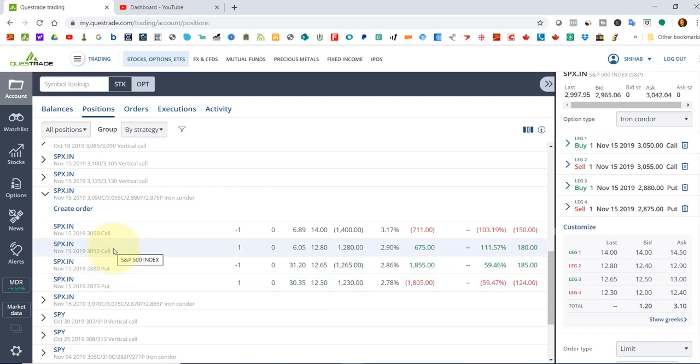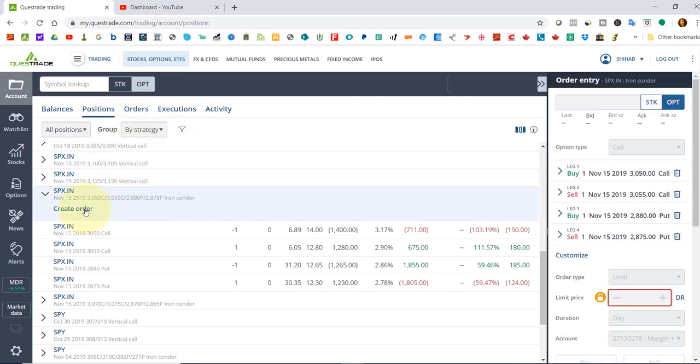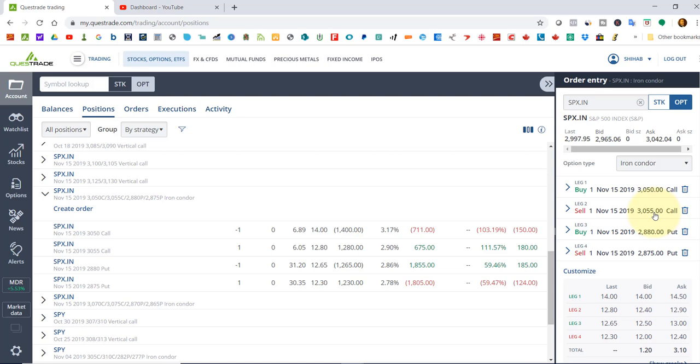So one thing I could do is I could extend the duration. Let's say I feel like the call side will get tested and SPX will surpass 3050, but I'm confident that if I have more time, the SPX will drop back down. So if I want to give myself more time, what I could do is extend it, add more days to the trade. How to do that with Questrade is simply by clicking create order and obviously making sure that you're under the group by strategy layout. So I click create order, it opens up the order entry window.